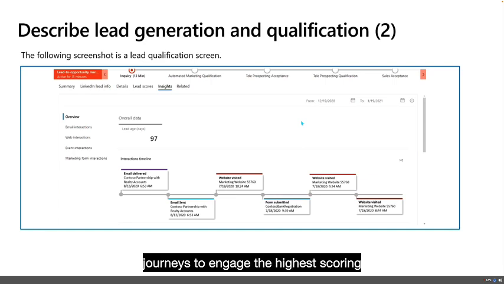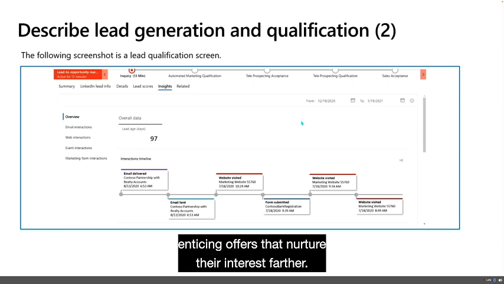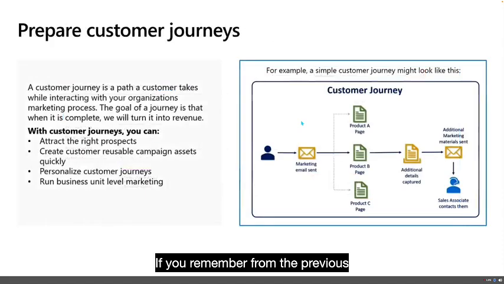If you remember from that previous segment of marketing terms, the customer journey is the path that your customers or potential customers take as they interact with your marketing processes. The main goal of the customer journey is to take that customer interest, the lead, and ultimately convert it into a sale that leads to revenue.